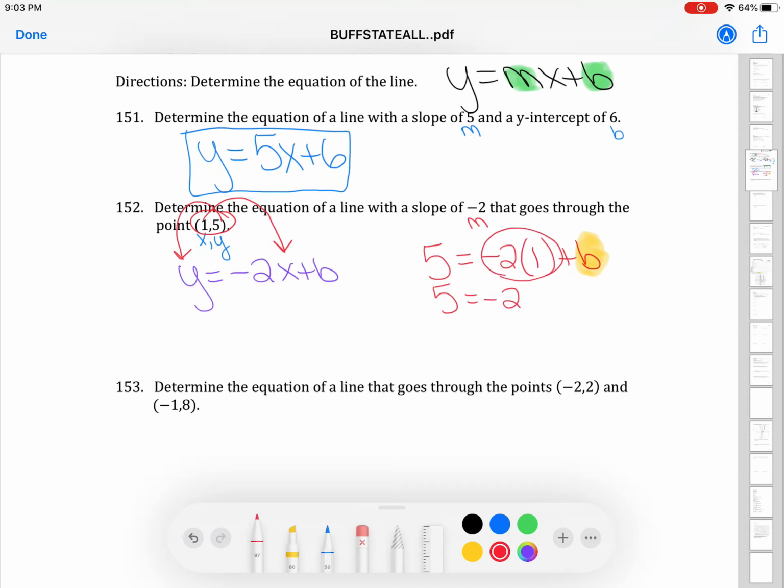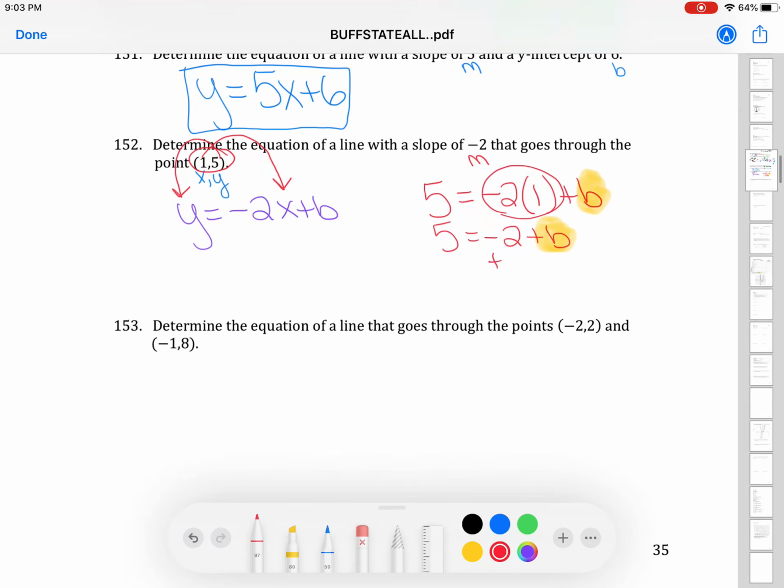So to do that, I'm just going to bring down the 5 equals. I'm going to multiply these together to simplify it. Negative 2 times 1 is negative 2, and the plus b comes down. So I'm still trying to get that b by itself. The only thing in the way of b being by itself is that negative 2. To move a negative 2 to the other side, I'm just going to add 2 to both sides so that that cancels out. And 5 plus 2 is 7.